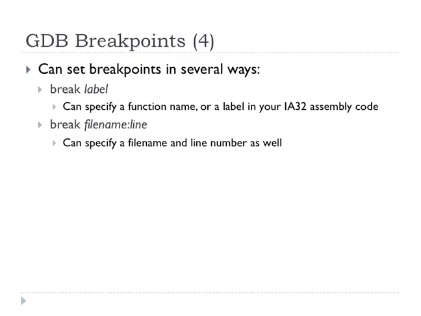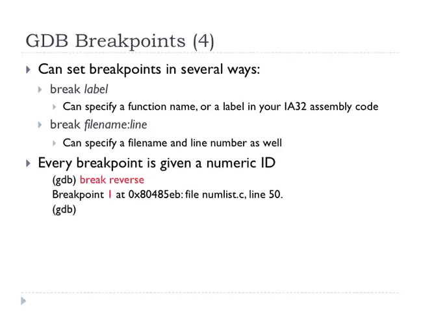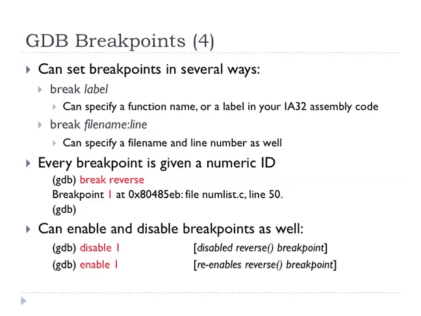Okay. So, yeah, you can set breakpoints in several ways, either using a label, function name, class name, colon, method name if you're in C++. You can use file name, line if you want to stop in the middle of a function, which is sometimes helpful, a little bit annoying though. And every breakpoint has an ID, and you can use these to enable and disable breakpoints as well. Okay, so break reverse, and the debugger comes back and says, oh, that's breakpoint 1. And then you can disable 1 or enable 1, and then if it's disabled, it won't stop there when it hits it. Okay?